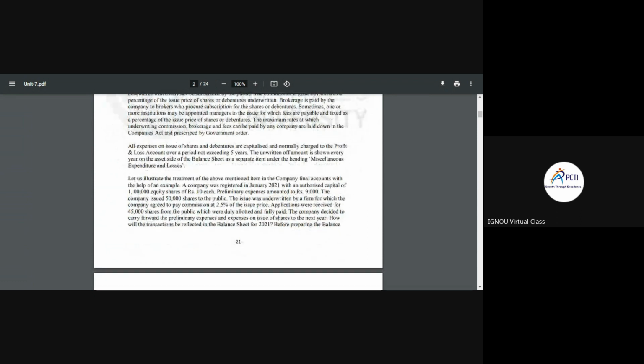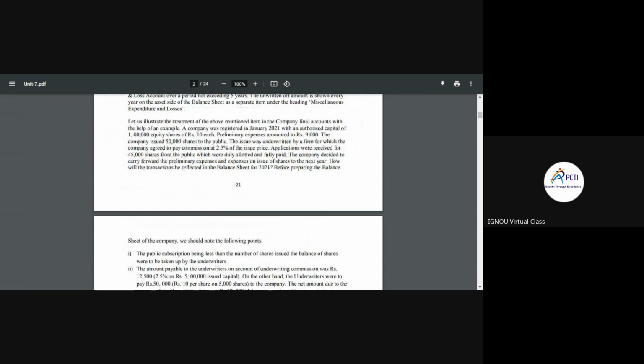Here we have an example for the treatment of the above mentioned items in the company's final accounts. A company was registered in January 2021 with an authorized capital of 1 lakh, in equity shares of rupees 10 each. Then we have preliminary expenses of rupees 9,000. In that particular company, the company issued 50,000 shares to the public.